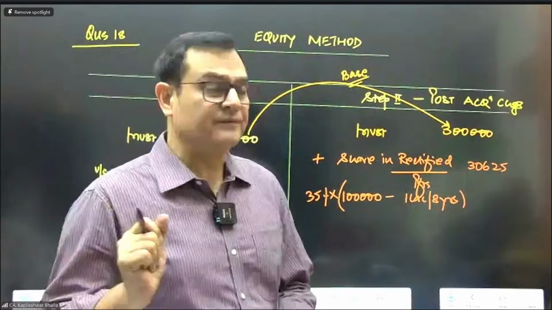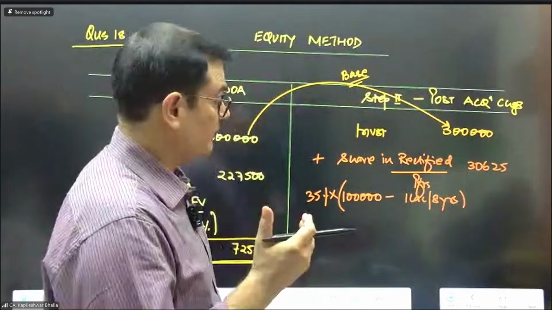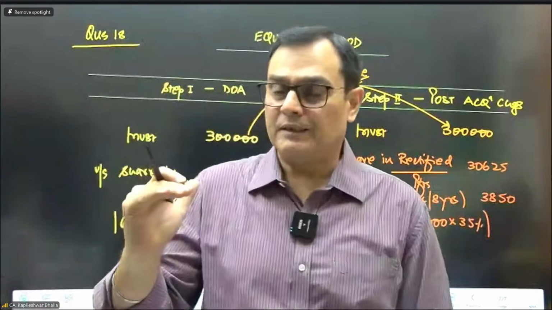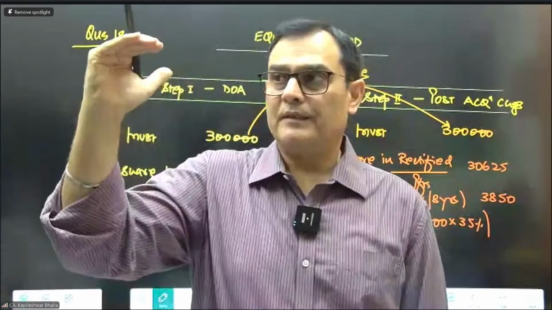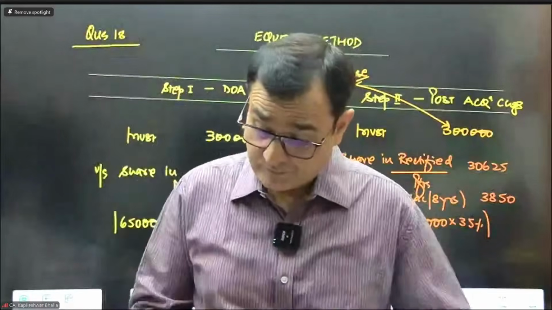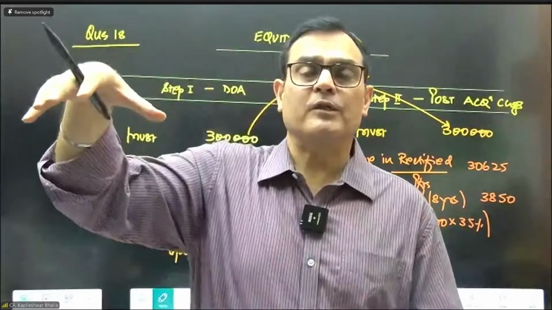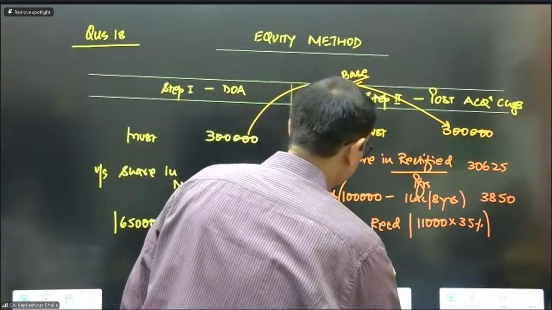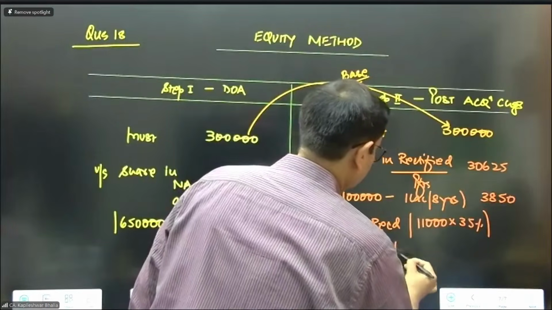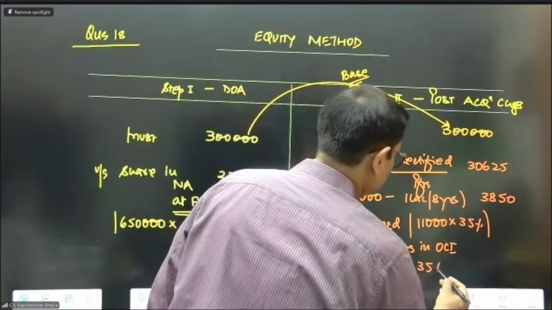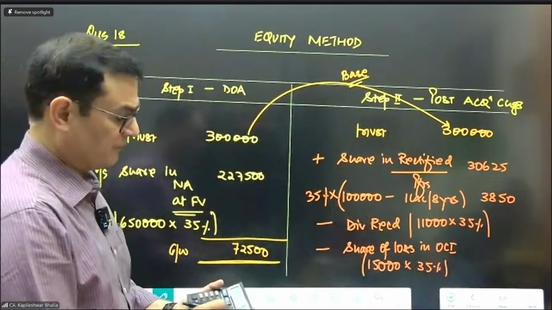Now, if the associate company pays dividends, the net assets will go down. So the share is 35%, that works out at 3850. So that is tracking the changes in the net assets. They earned the profit, the net assets went up, investment goes up. The dividend is paid, the net assets go down, the investment goes down. And we are also given that there is a remeasurement loss which is taken in the OCI. So when the associate took a remeasurement loss, the net assets went down, so would the investment. So minus the share of loss in OCI, that is 15,000, and we've got a 35% stake in this. So 15,000 into 35%, that's 5250.